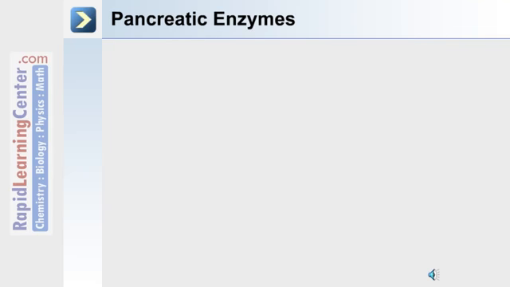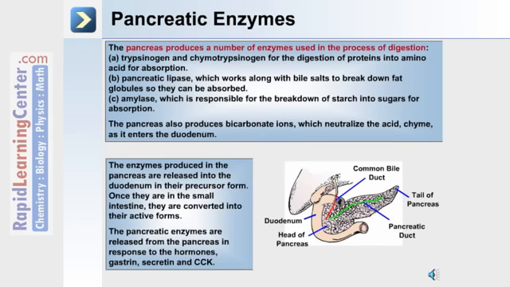Now let's discuss the pancreatic enzymes which are vital to digestion and absorption. The pancreas produces the following enzymes: trypsinogen and chymotrypsinogen for the digestion of protein into amino acids, pancreatic lipase, which works with bile salts to break down fat globules for absorption, and to target carbohydrates for absorption, amylase. In addition to these enzymes, the pancreas also produces bicarbonate ions which neutralize the acid chyme as it enters the duodenum from the stomach.